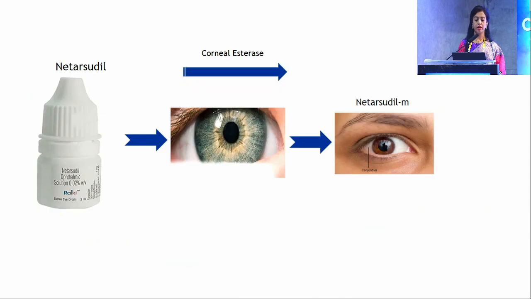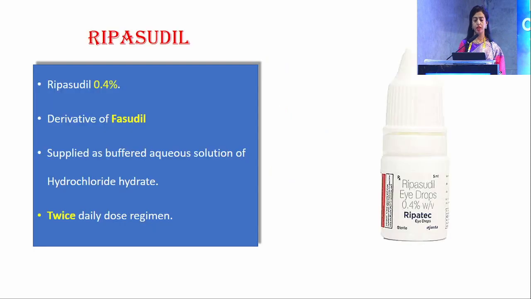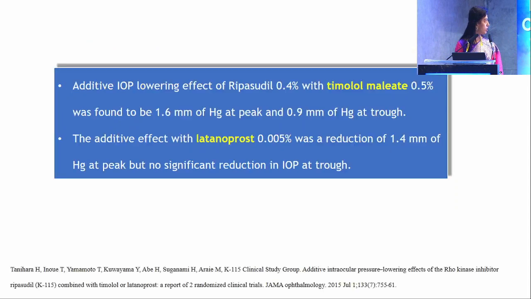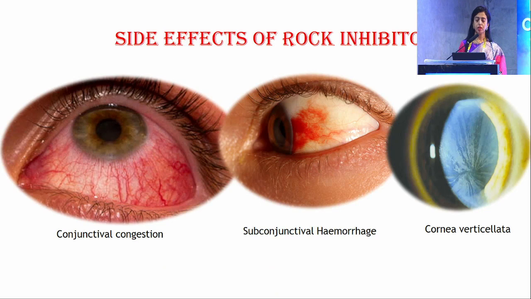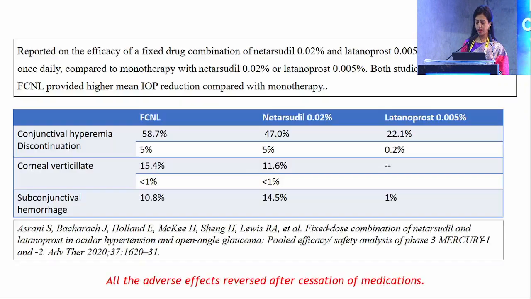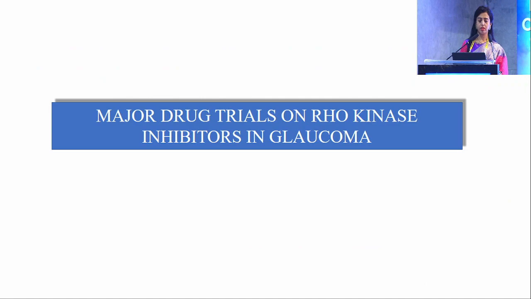When applied on the cornea, in the presence of corneal esterase, it gets converted into netarsudil-M. And this is ripasudil. It is available as 0.4%. It is a derivative of fasudil. The regimen is twice daily. An additive IOP lowering effect of ripasudil with timolol and latanoprost has been noticed. These are a few of the side effects of the ROCK inhibitors: conjunctival congestion, subconjunctival hemorrhage, and corneal verticillata. All these adverse effects reverse after cessation of the medications. These are the drug trials, which I am not going into details.